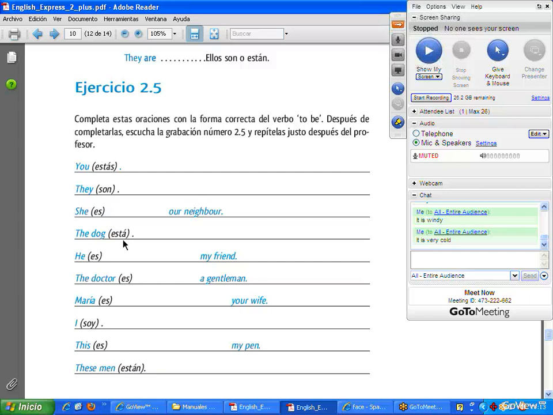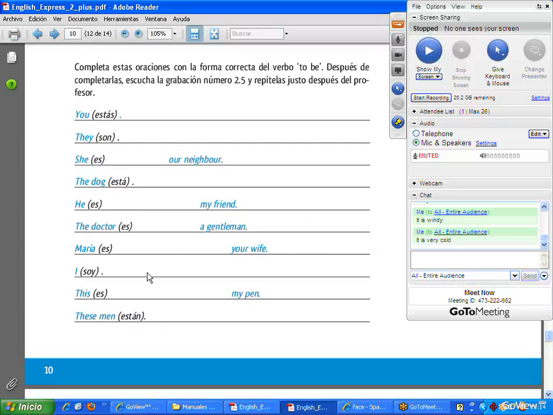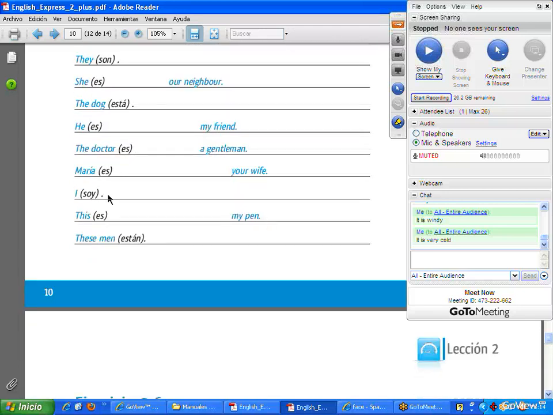Pienso. Entonces, I think. Therefore, I am. This is my pen. These men are, what are these men doing? These men are working. That's the form of the verb. Are working. Están trabajando. We're going to look at that later. Let's keep it very simple.